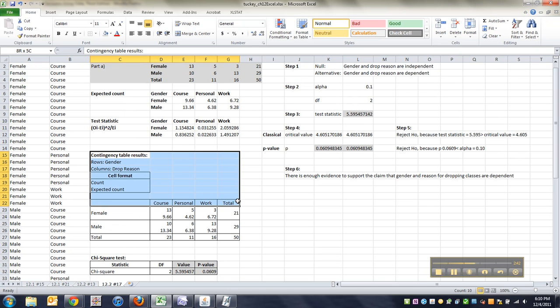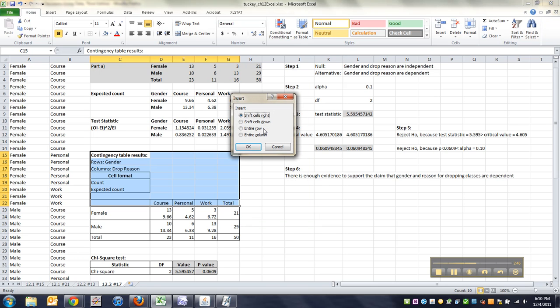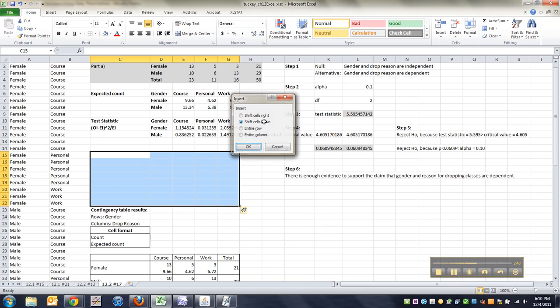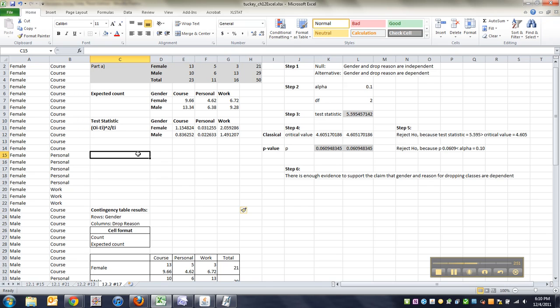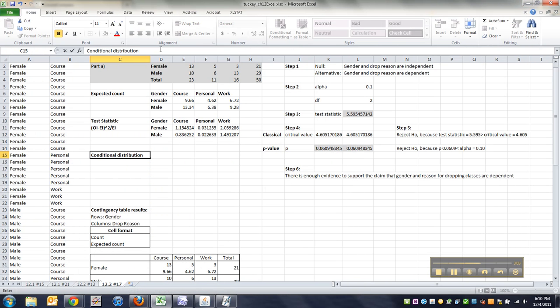Okay, so now we need to make a conditional distribution, and I can put it anywhere. Matter of fact, I'm going to move StatCrunch down because I don't really need it right now. I'm going to make a conditional distribution right here. Now, what did it want? It wanted a distribution of gender by drop reason.